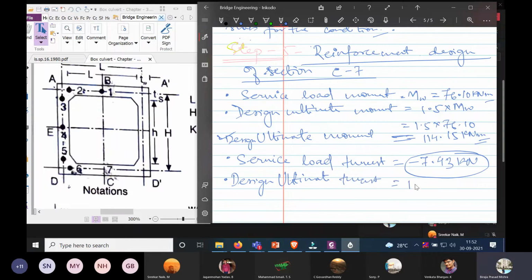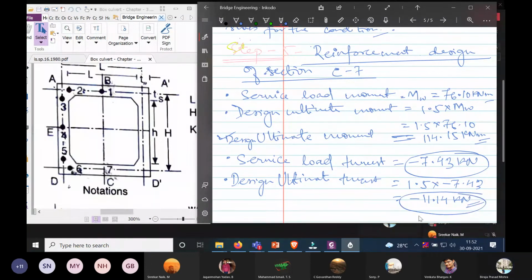So here also you need to multiply minus 7, minus 7.43, so that becomes minus 11.14 kilonewton.